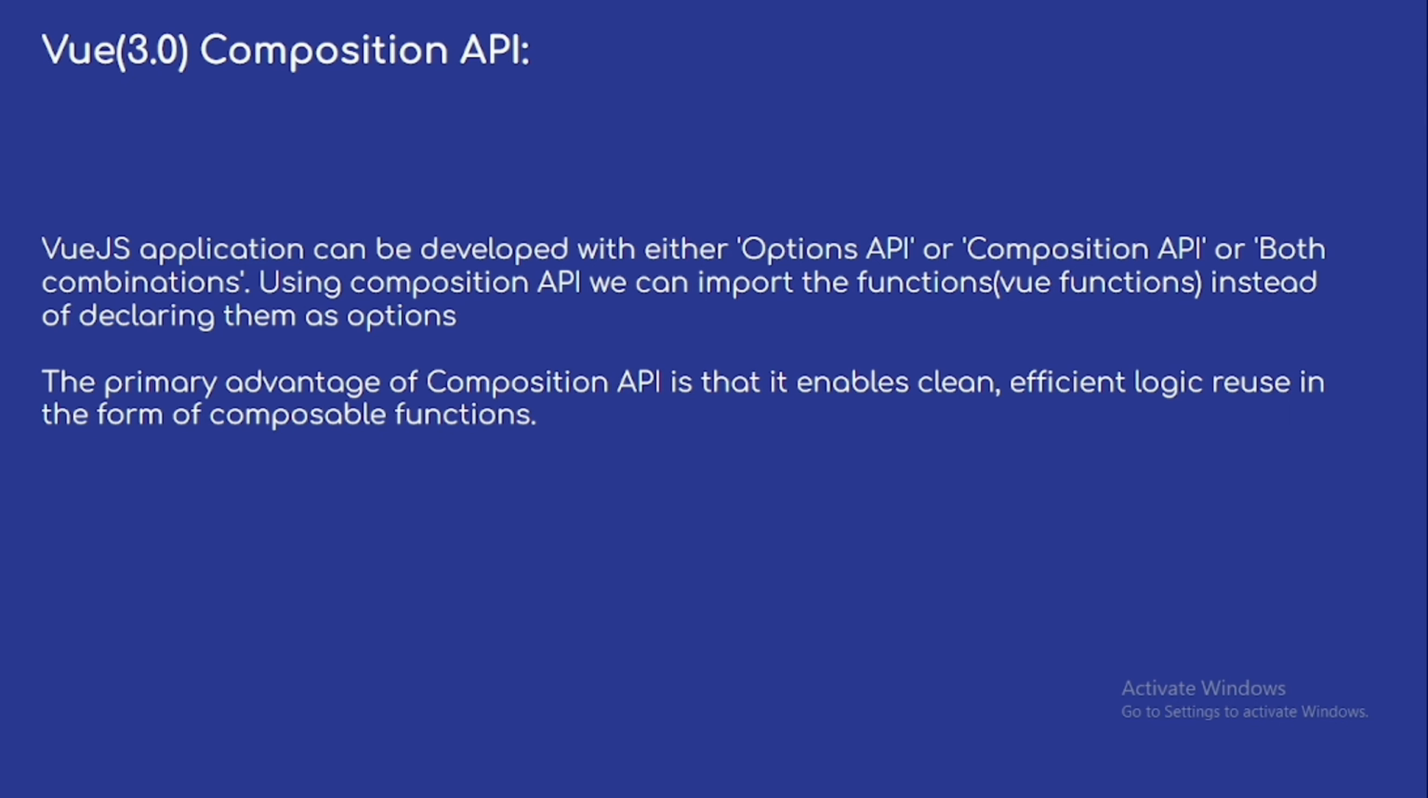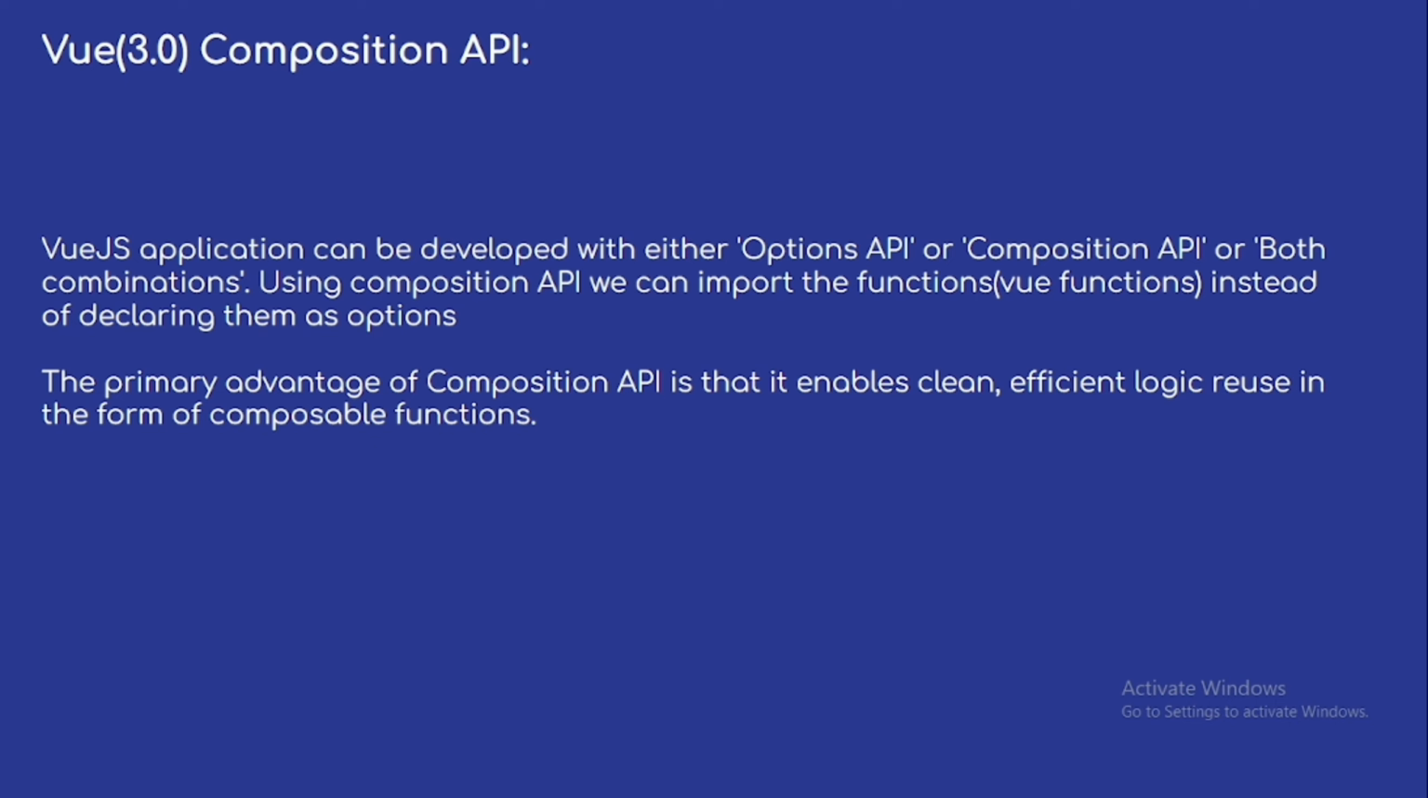So, Vue 3.0 composition API. Generally, Vue can support two varieties of development. One is options API, another one is the latest, composition API. In this demo, we are going to use the composition API because it is more and more the recommended way of writing the Vue application.